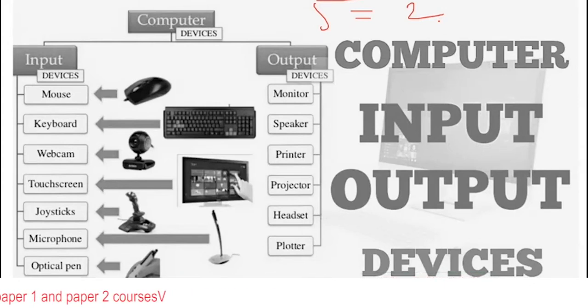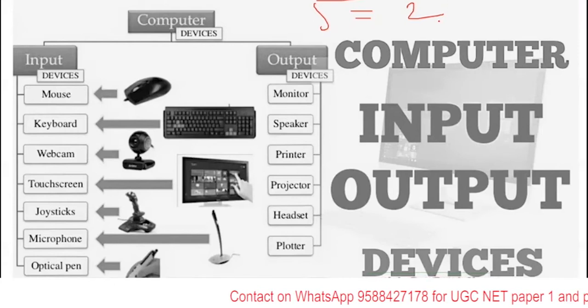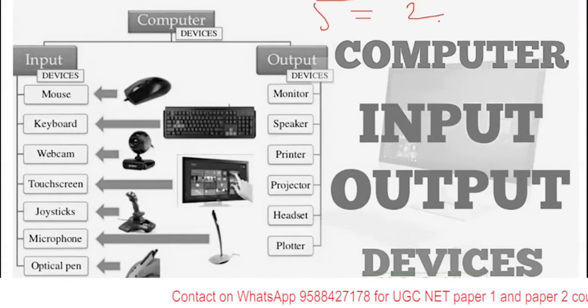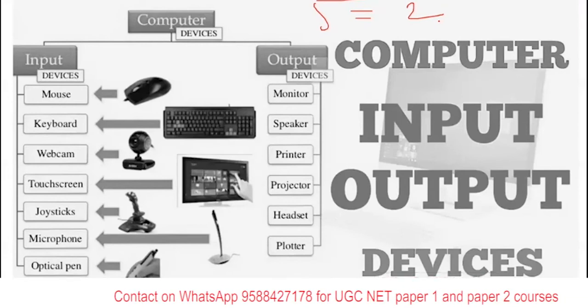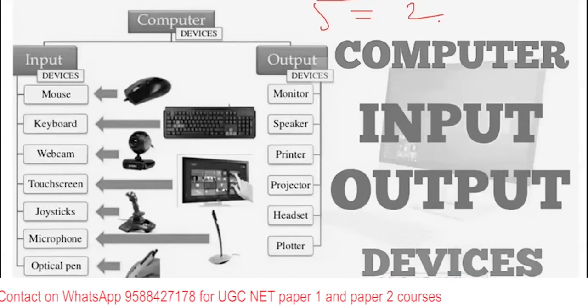Which of the following are input devices? In the question, they will merge the devices and you are supposed to sort them out. Input devices are the mouse, keyboard, webcam, touch screen, joystick, microphone, or optical pen. An optical pen is like a mouse, you can also call it a wireless mouse. Now output devices are in the form of monitor, speaker, printer, projector, headset, and plotter.